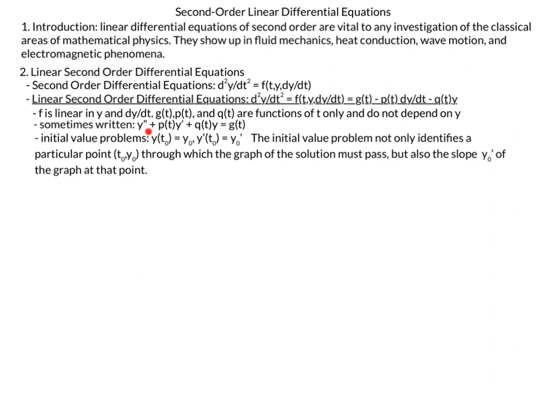We will also look at initial value problems. In this case, the initial value not just tells you the initial point t naught, y naught that we start at, but also it tells you the starting slope at the point t naught, which is essentially what is described here. The initial value problem not only identifies a particular point (t0, y0) through which the graph of the solution must pass, but it also identifies the slope y0' of the graph at that point.